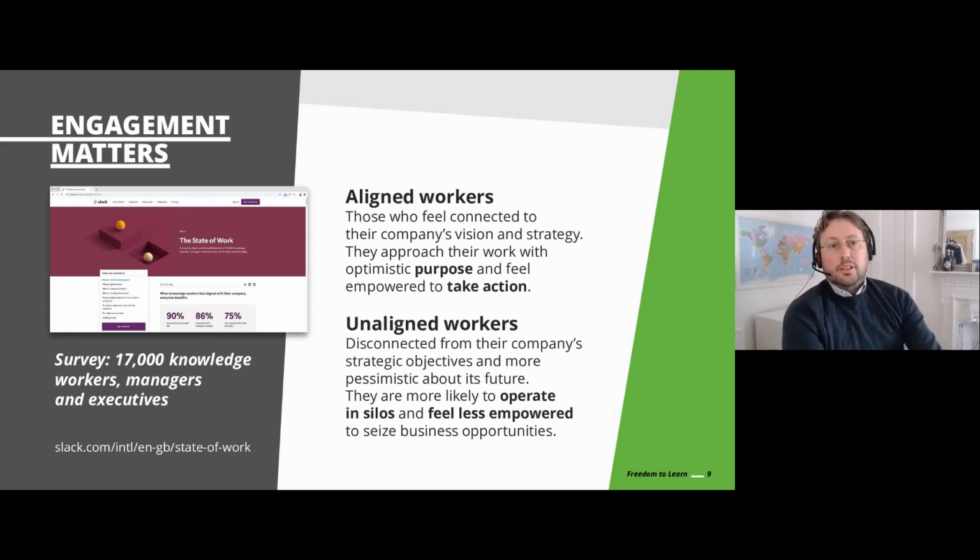Slack, a tool that is in common use, as is MS Teams, also surveyed 17,000 knowledge workers and really indicated that engagement is critical to the success of an organization in being productive and effective. Aligned workers will operate with purpose, and they will take action. Unaligned workers will still sit perhaps in their silos and feel less empowered to take action, and that makes a significant difference in the ability for you to motivate and allocate people to do effective work.